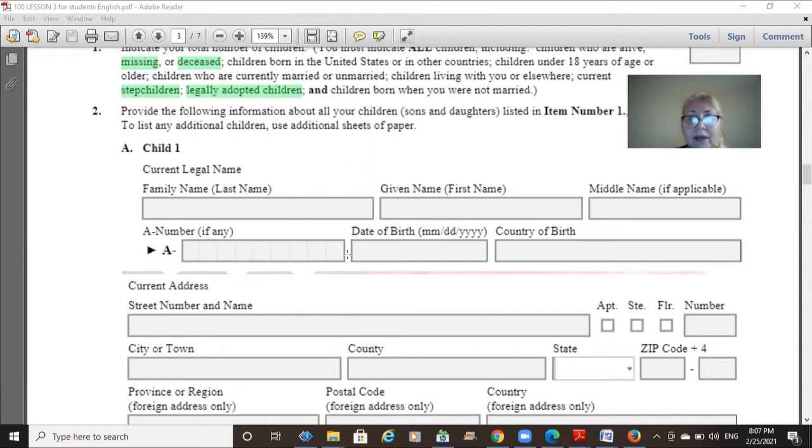Then they may ask about the date of birth. So, what is the date of birth of this child? Or when was this child born? The next question can be about the country of birth, and the officer may say, what country was this child born in? Or what is this child's country of birth?